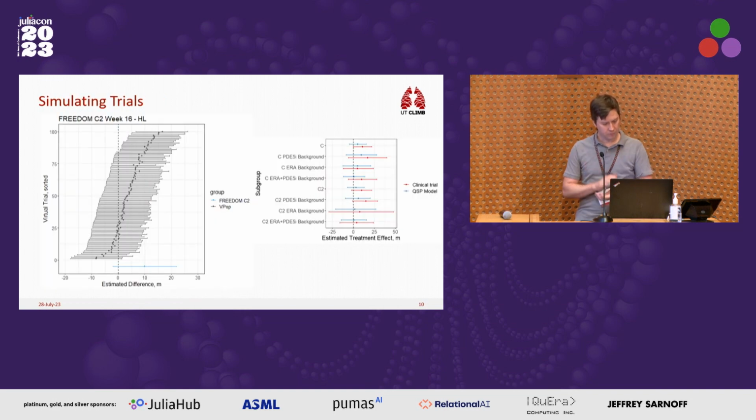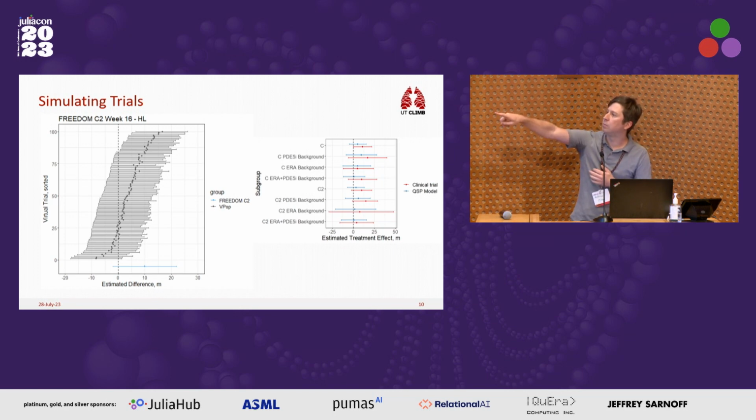And then we used those weights, that virtual population, to simulate combination trials. These are trials that have multiple therapies. So the one on the left is one of our trials, which was Freedom C2, where it had basically all combinations of the other therapies. You could have PDE5 alone, you could have ERA alone, you could have both of them in the background, and then we added our therapy on top.